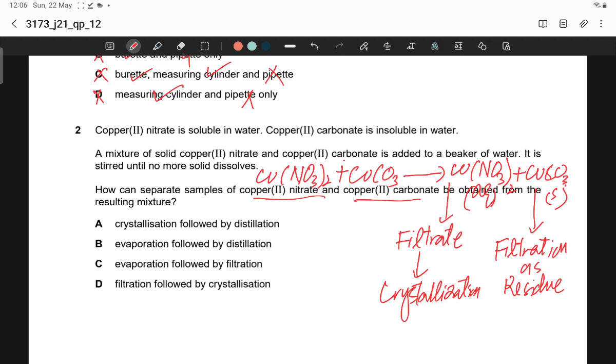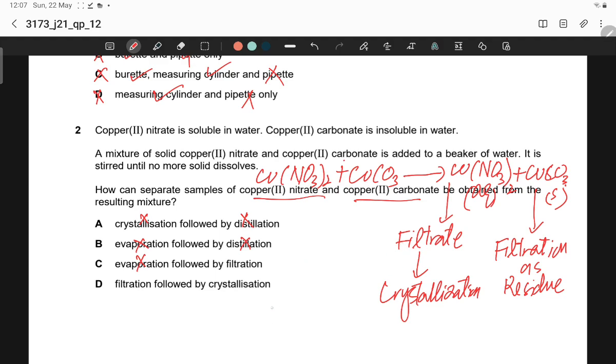Crystallization followed by distillation: no, this is incorrect. Evaporation followed by distillation: no, this is not correct. We cannot obtain crystals by using evaporation, and distillation is not suitable for this method. Evaporation followed by filtration: evaporation is again not suitable for crystallization, so this is not correct.